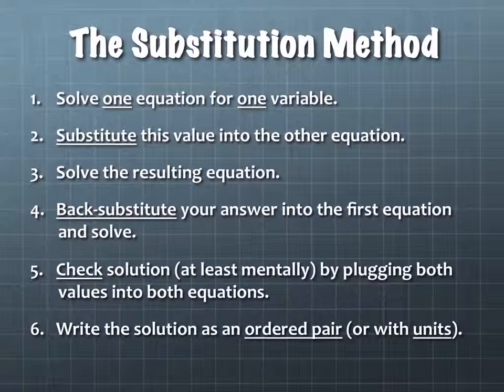And then the 6th one is to either write the solution as an ordered pair, if there's no context to the problem, or to write it with units if there is context to the problem. And we're going to do an example that has context. Okay? So ours is not going to be written as an ordered pair, it's going to be written with units after it. Ready to take a look at one? Awesome.